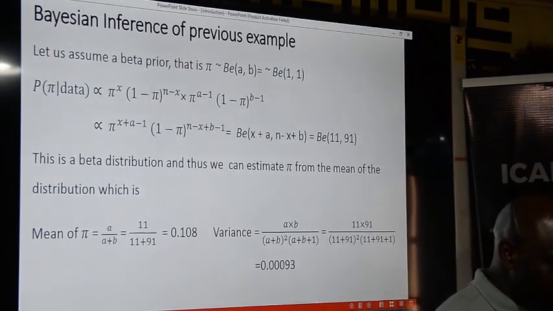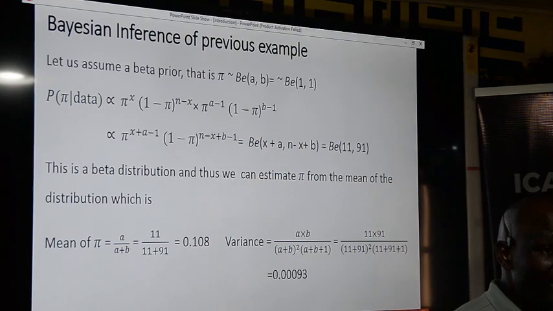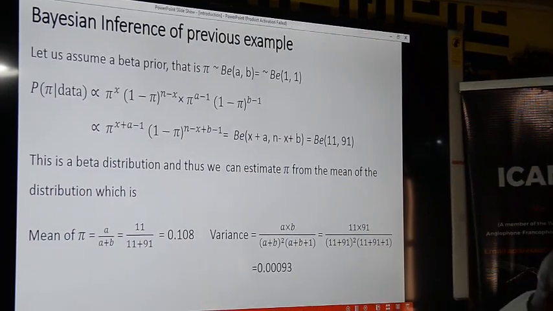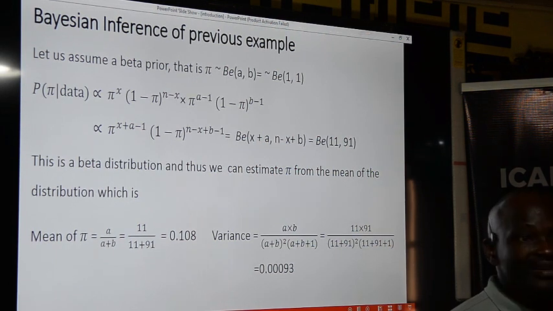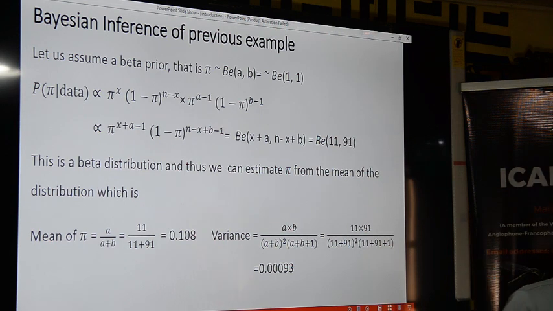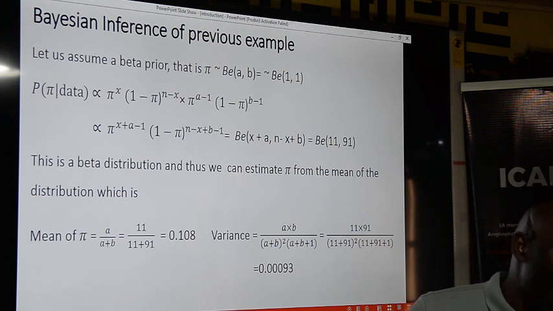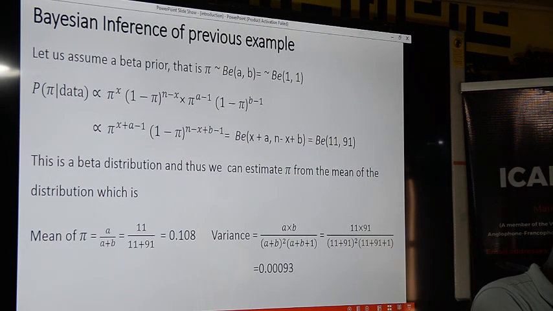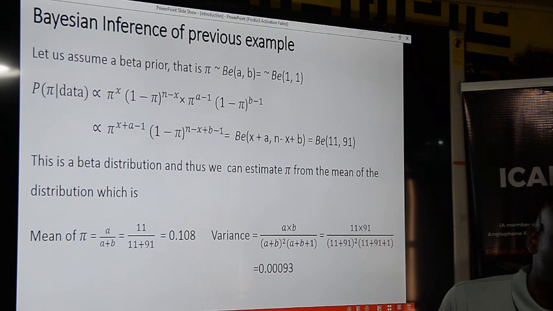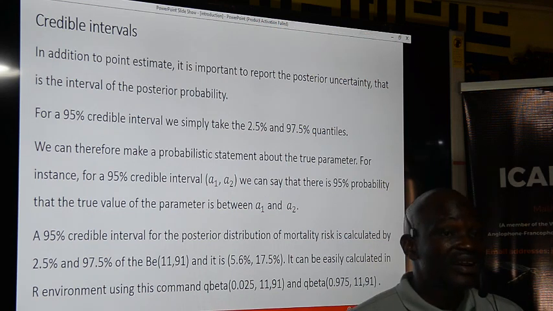Then, for instance, to make inference about pi in our previous example, this will be based on our posterior distribution. If we assume a beta prior, then we come to this final posterior distribution. We started with x equal to 10, is it not? Yes, sir. Beta of x plus a, our a is 1, then the n we started with is 100 minus x, 90, plus the b, 1, gives 91. Then you can get your mean from this, because we know the mean is A over A plus B, then the variance. But we can quickly get this in R.